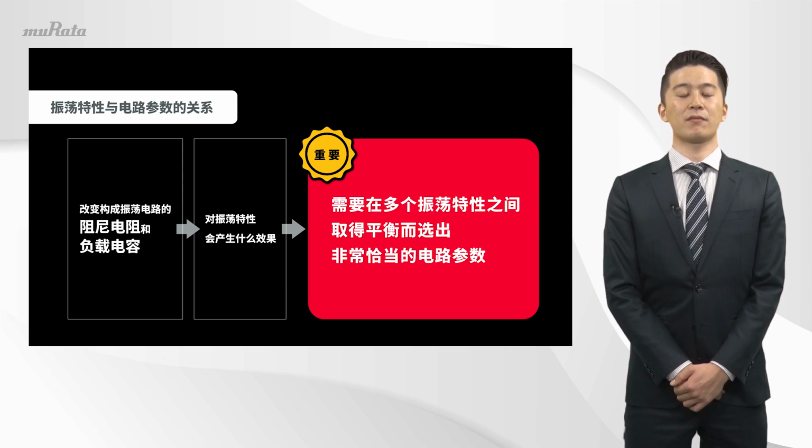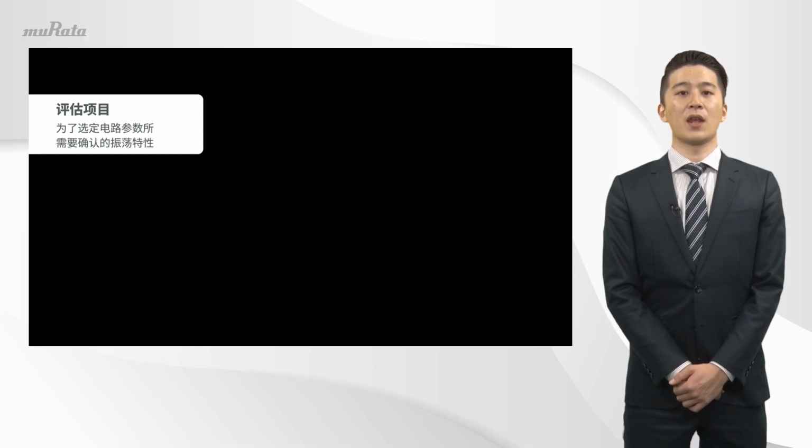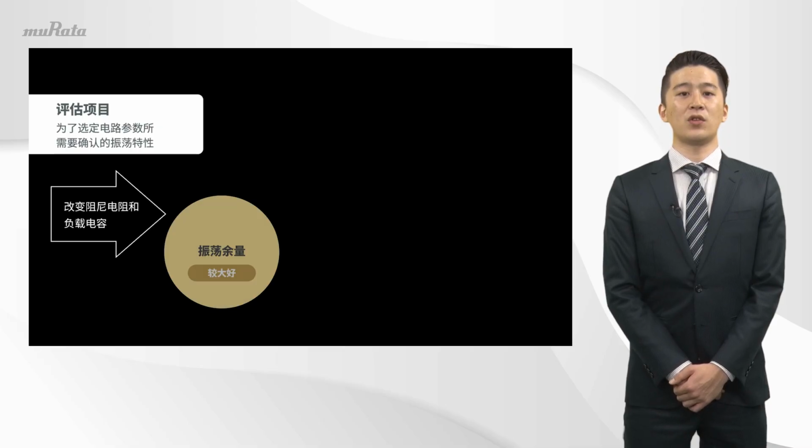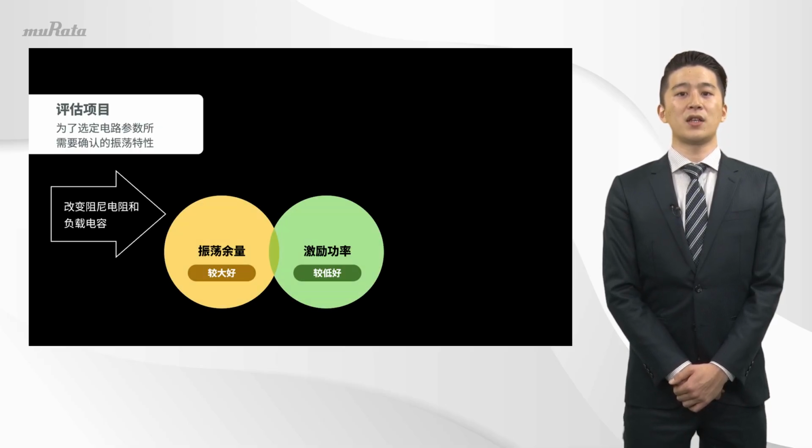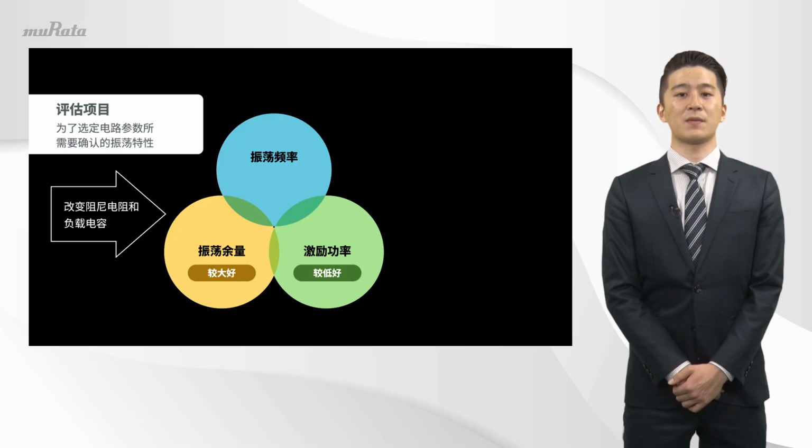We will now introduce you to the steps for basic circuit evaluation. To select the optimal circuit constants, it is necessary to check the oscillation margin, drive level, and oscillation frequency. Measurements are taken on the mounting board by changing the damping resistance value and load capacitance value.